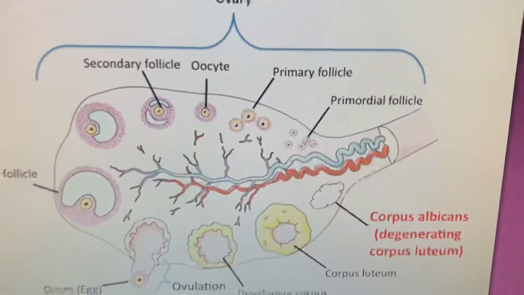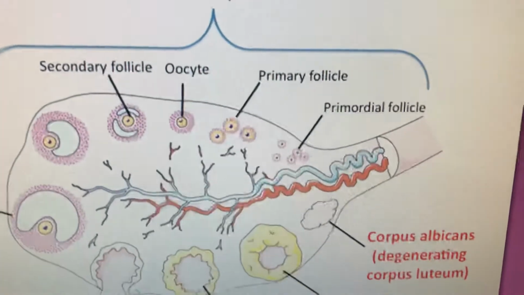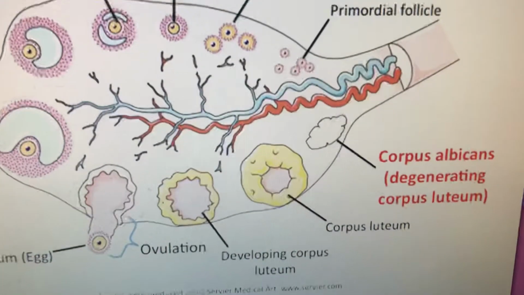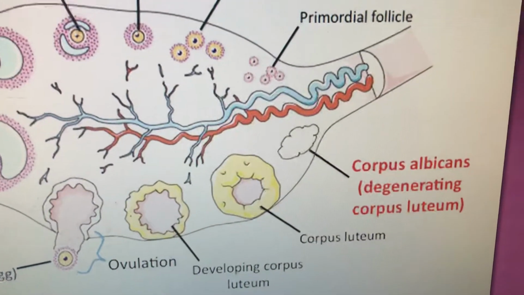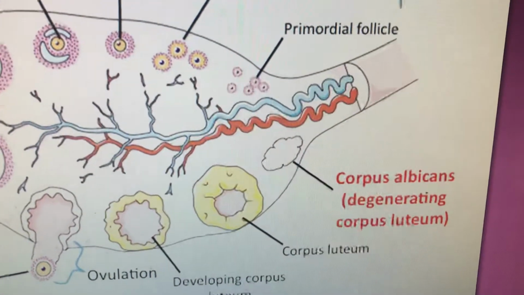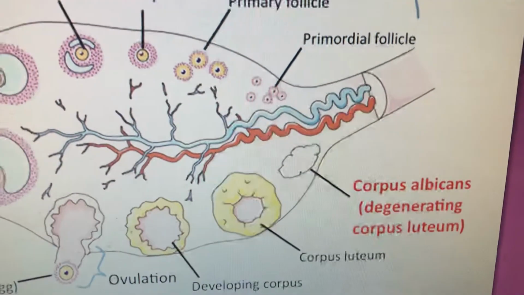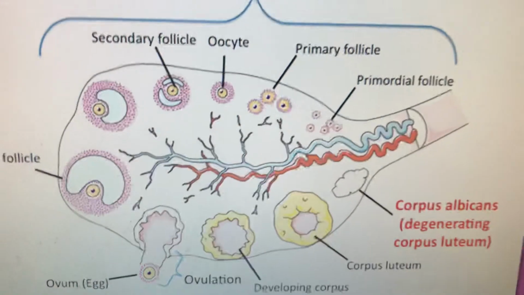So there's a picture there of your ovary. The yellow part is the corpus luteum. If it dies, it becomes the white part, which is the corpus albicans.